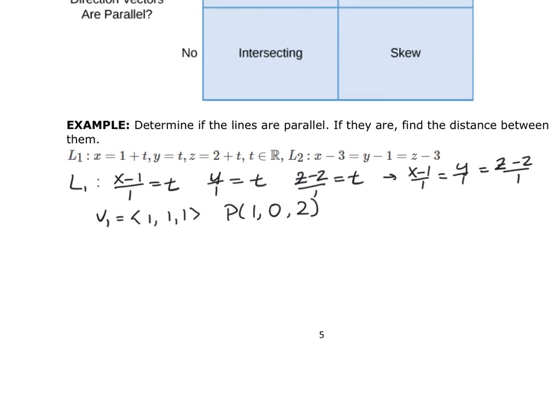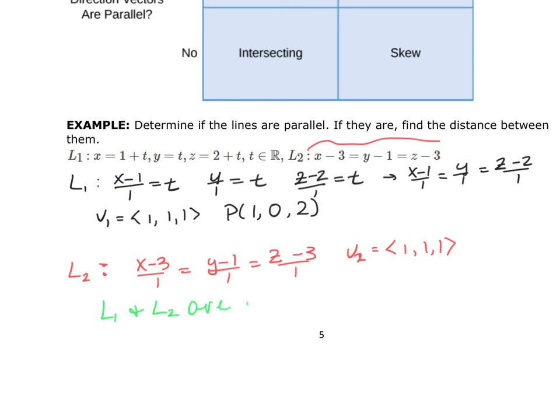Now let's do the same thing with our second line, L2. Oh, well, that's kind of nice. They're telling me that t is equal to this. So that's already really nice. Because they have them set equal to each other, that means we have the symmetric equation of a line, which means all I have to do is write x minus 3 over 1 is equal to y minus 1 over 1, which is equal to z minus 3 over 1. And its direction vector, v2, must be 1, 1, and 1. So that's really nice. Because the direction vectors of L1 and L2 are the same, we know these lines L1 and L2 are parallel.